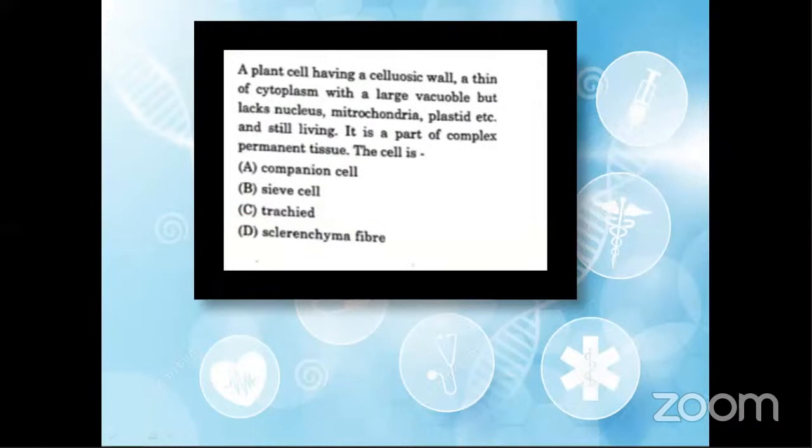Okay. A plant cell having a cellulosic wall, a thin cytoplasm with a large vacuole but lacking nucleus, mitochondria, plastid, etc., and still living. It is a part of a complex permanent tissue. The cell is a companion cell, sieve cell, tracheids, or sclerenchyma fiber. 20 seconds, people. Here the main thing you need to understand is a living cell. Many options will be excluded there. And complex permanent tissue. Let's start. People, what's the answer? A, B, C or D?